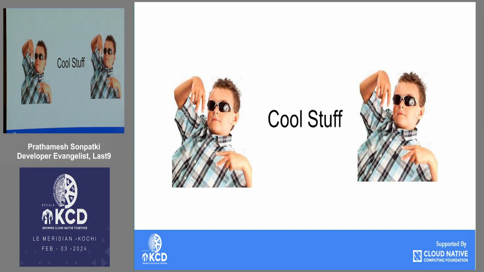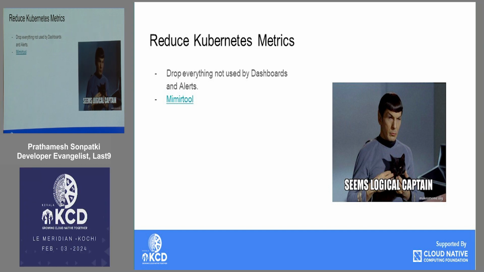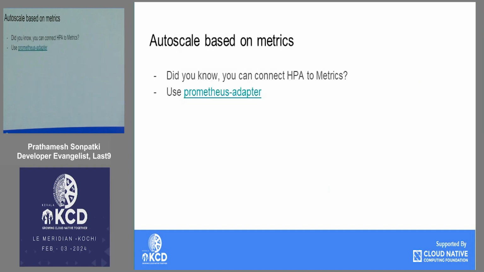There is some cool stuff. You can actually reduce your Kubernetes metrics. It is possible, and there are open source tools available. One of the best ideas is to drop everything that is not in your alerts and dashboards. While it restricts you from future usage, at least it can solve the pain in the meantime. There are tools like Mimir tool that you can use to understand which metrics you are using in your Grafana dashboards and get rid of everything else.